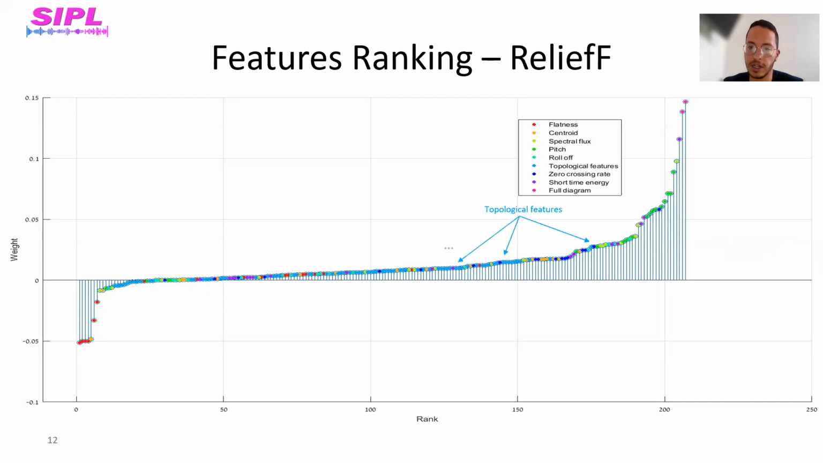Here we have our topological features. We also have our full diagram. Since we can define a metric between diagrams, a distance between persistent diagrams, we can insert them as a feature to the ReliefF algorithm. And as you can see, it received a very high weight. And we also had our classical signal processing features, most of which are based on the spectrograms, but some of them, like the zero crossing rate, are based on the signal itself.